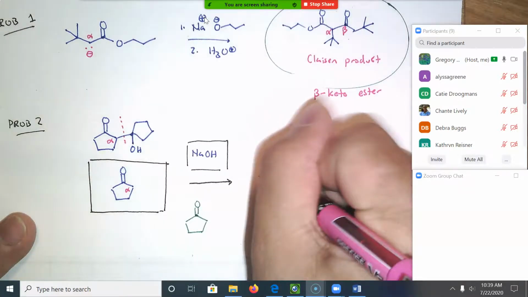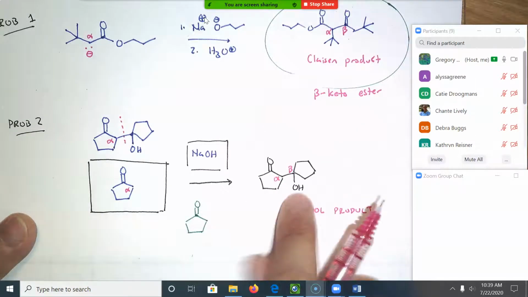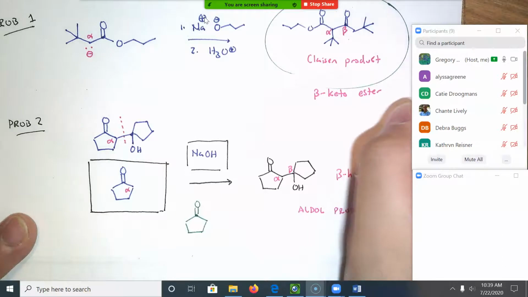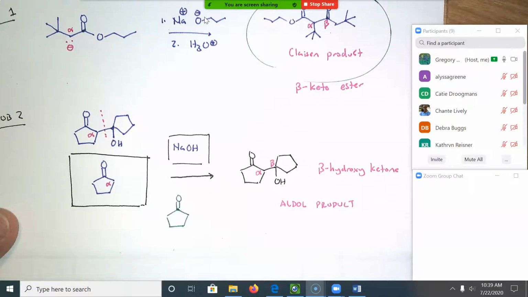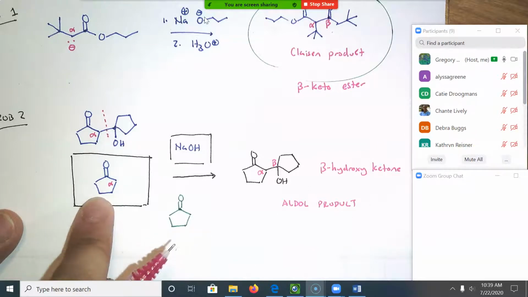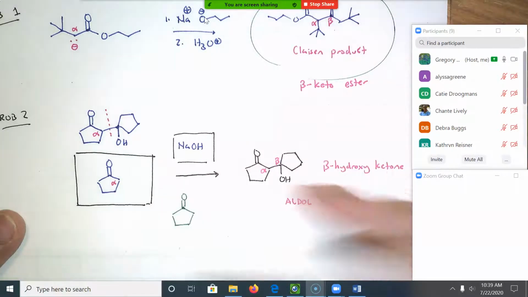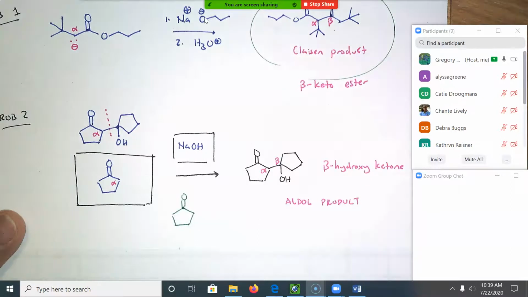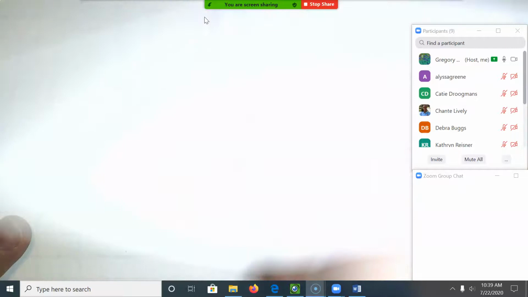Isn't this a beta hydroxy ketone? That is the product of an aldol reaction, beta hydroxyketones. And it just happens to be that you're attacking another one of your cells. So you only draw that molecule once. You could have had a crossed aldol, a mixed aldol, where you have two different molecules. I go over that in the video. I'm not going to do that here.